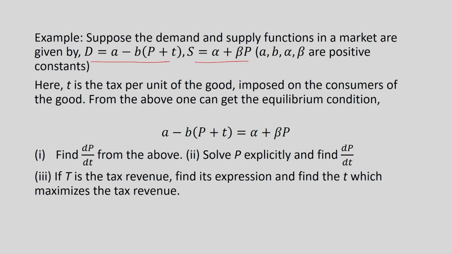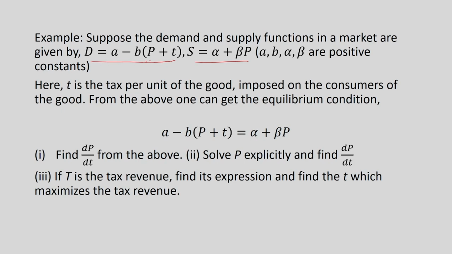But what is small t? Small t is appearing here in the demand function. It is not appearing in the supply function, mind you. Here t is the tax per unit of the good imposed on the consumers of the good. Okay.